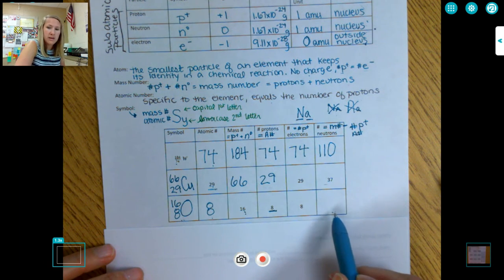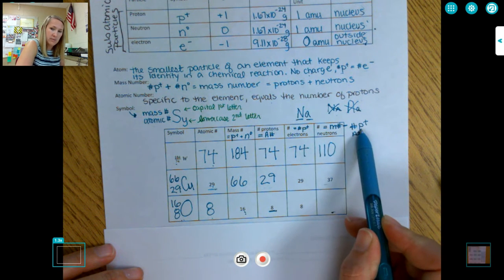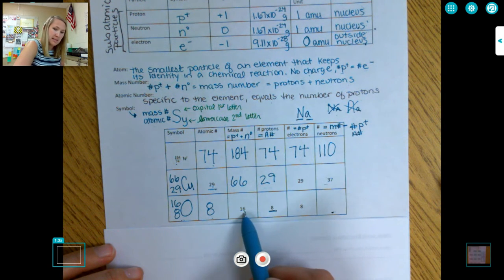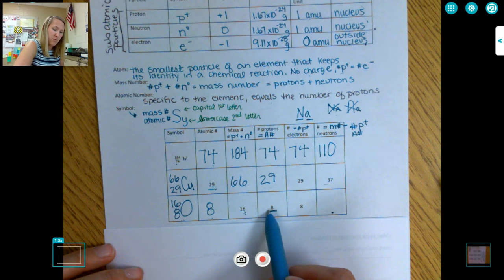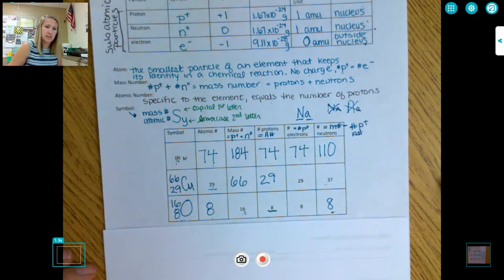And then I need to figure out my number of neutrons. Remember that neutrons is mass number minus my number of protons. It's my mass number 16 minus my number of protons, which is 8. 16 minus 8 is 8.